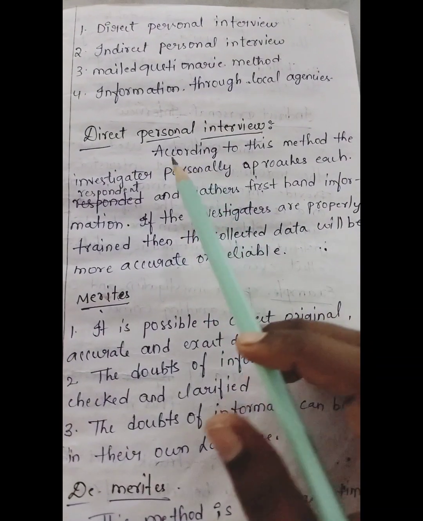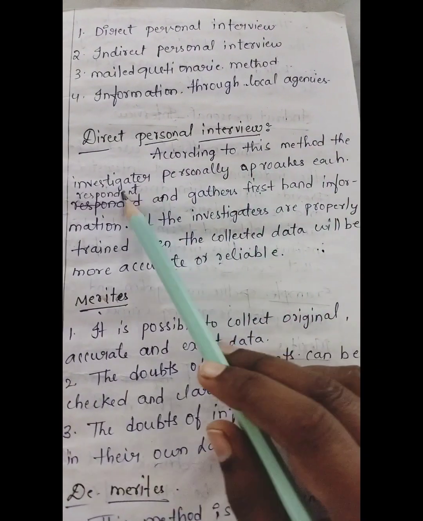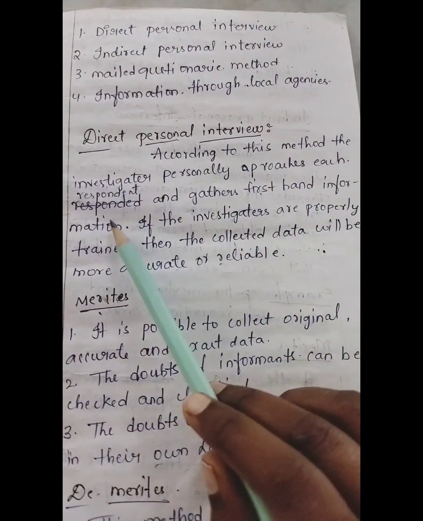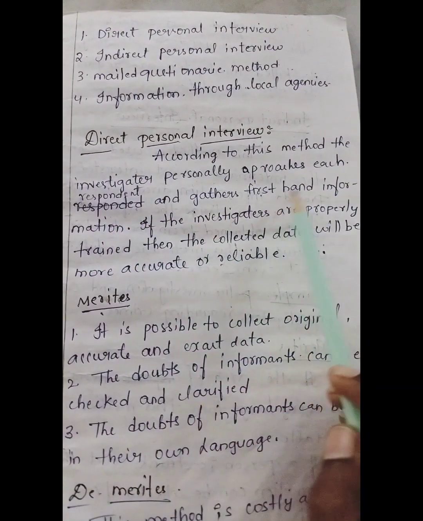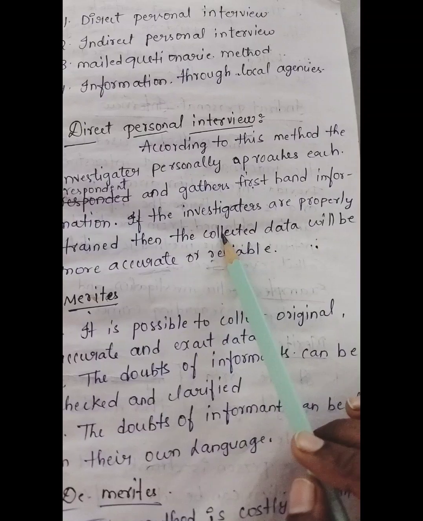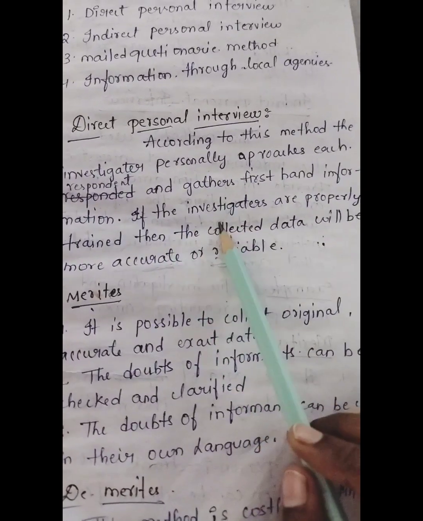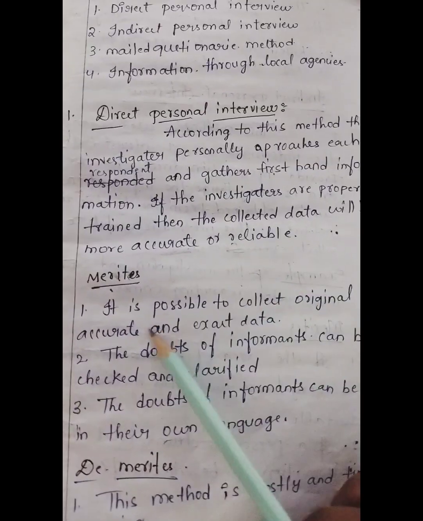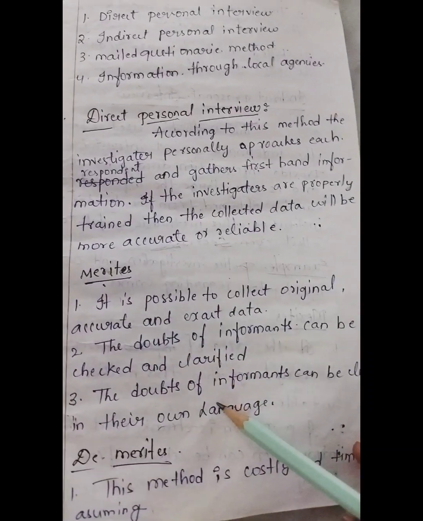So we'll see the definition exactly. According to this method, the investigator personally approaches each respondent and gathers first-hand information. It is reliable only if he is properly trained. Otherwise, the information is not reliable or accurate. So what are the merits? We have here three merits.